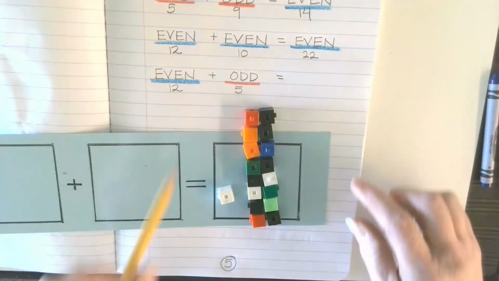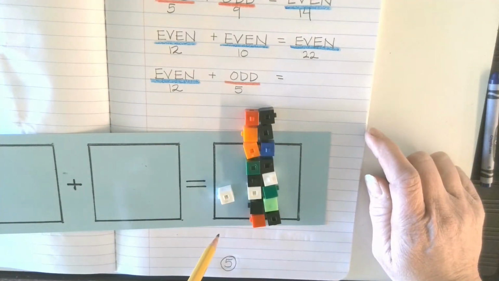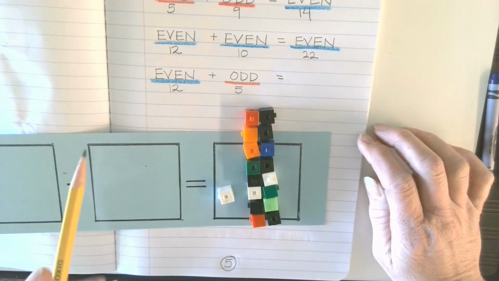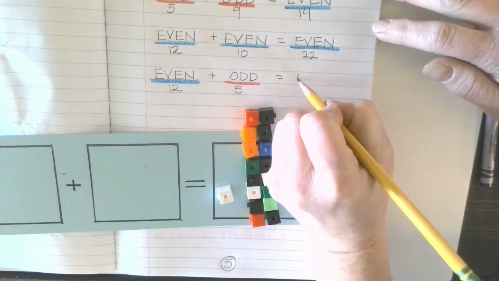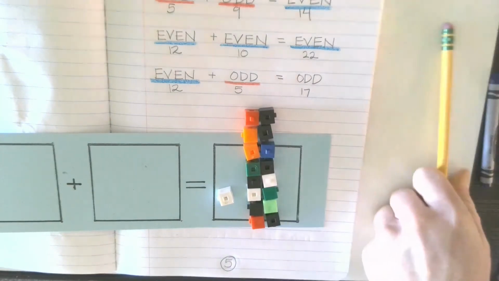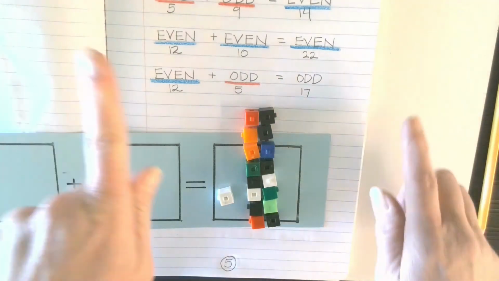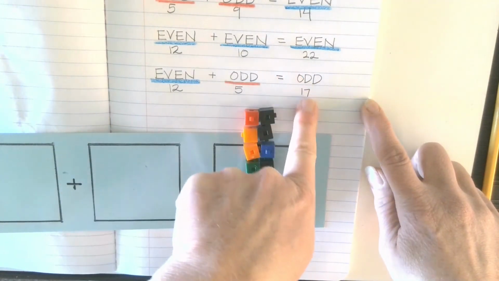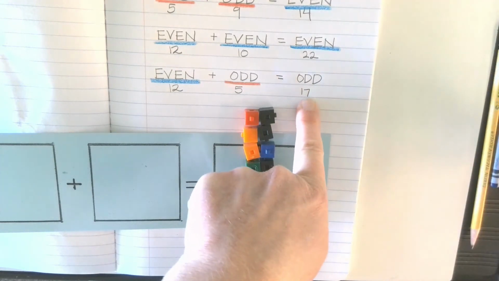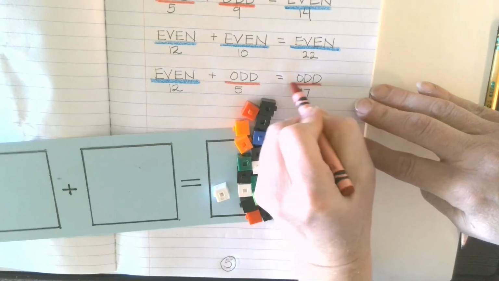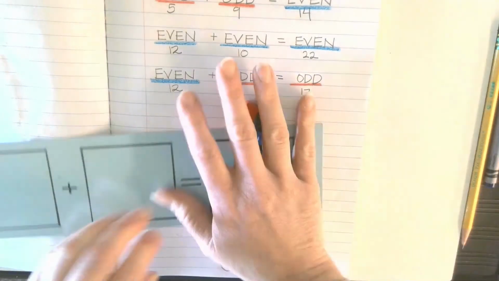So that's an odd number. Okay, I ended up with 17 cubes. So that's odd. So anytime I have an even number plus an odd number, it's always going to be odd. I'm going to underline odd in red. Okay.